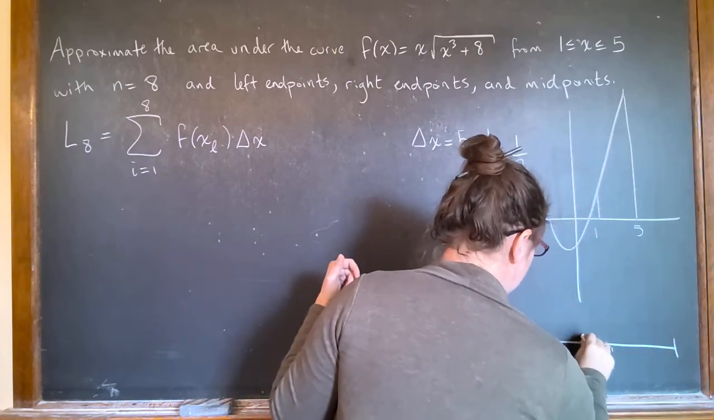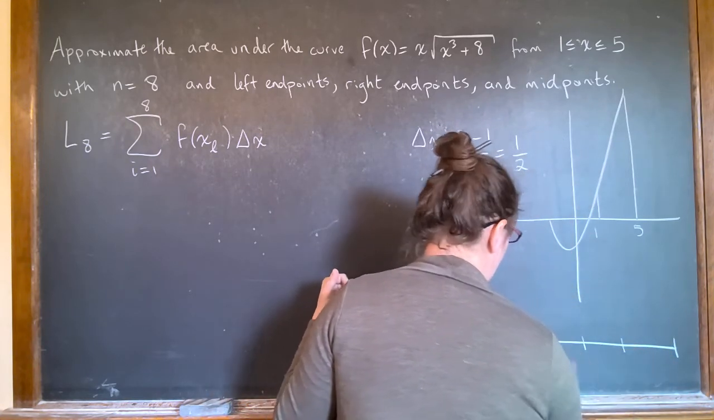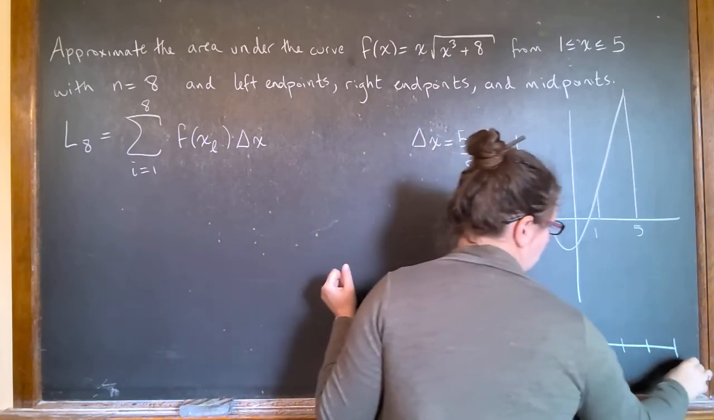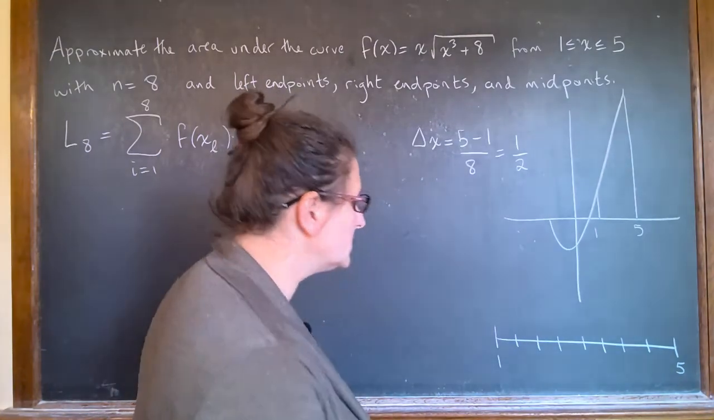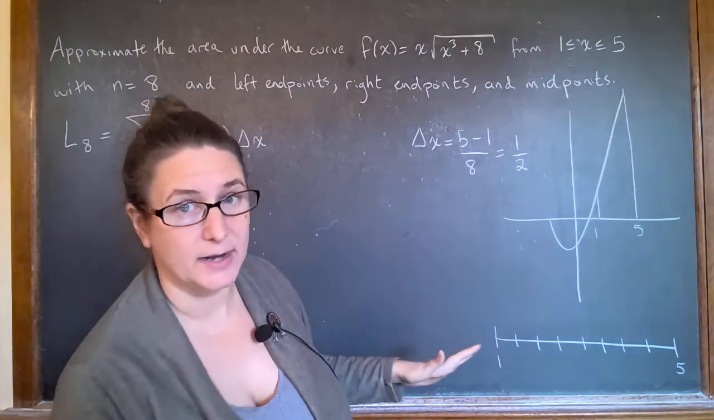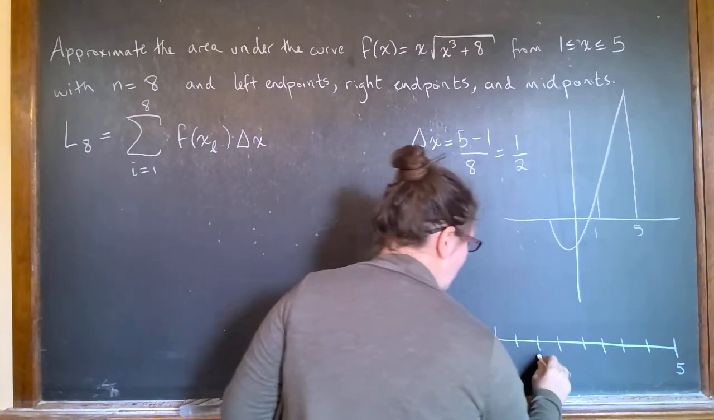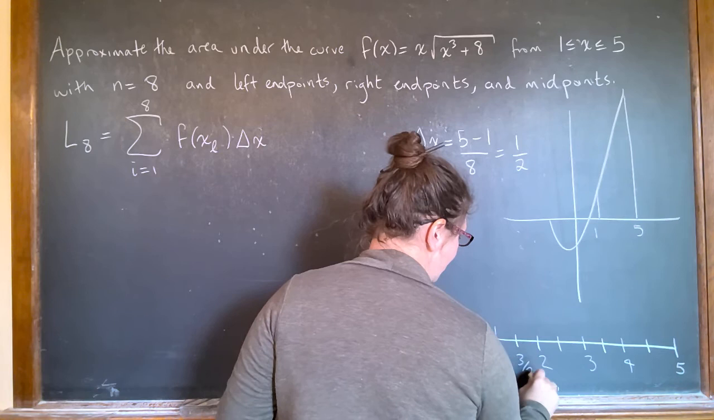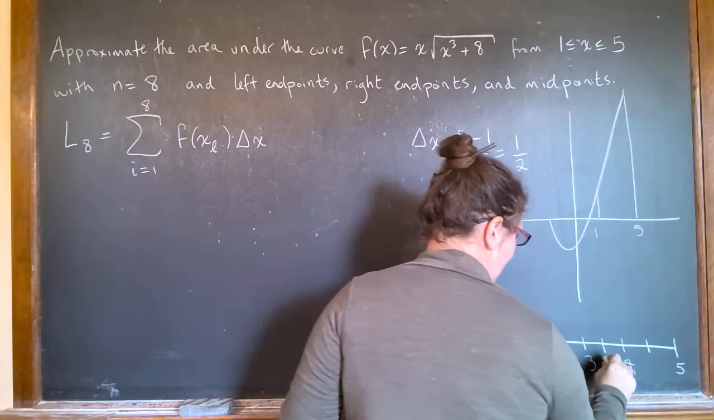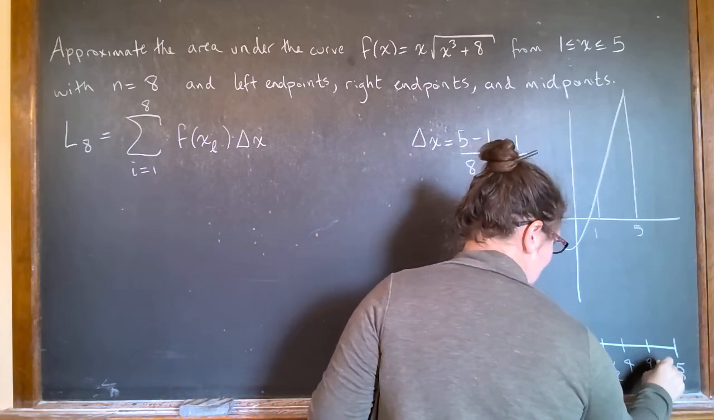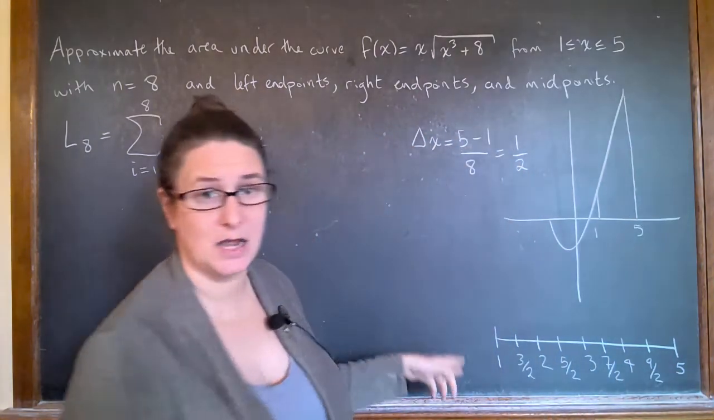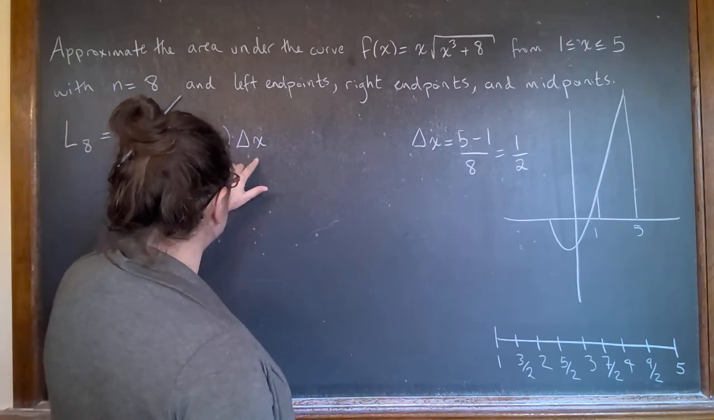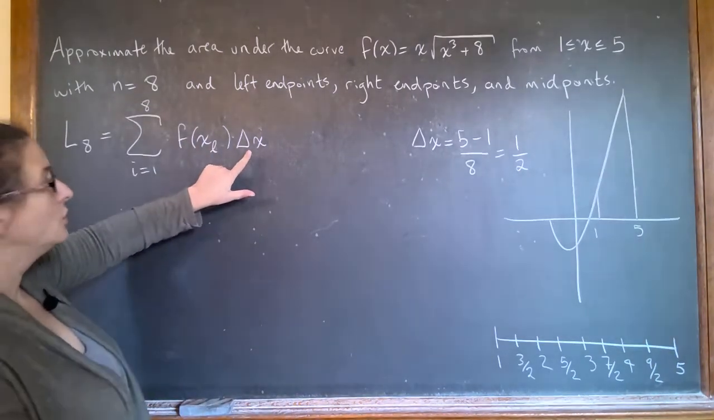So let me just draw this. I do find it useful to draw my partition when I'm doing these, especially because I'm going to write down what it is. So this would be 1, 2, 3, 4, and then 3 halves, 5 halves, 7 halves, and 9 halves, and those are my subintervals for my problem. And each time my delta x is going to be 1/2.